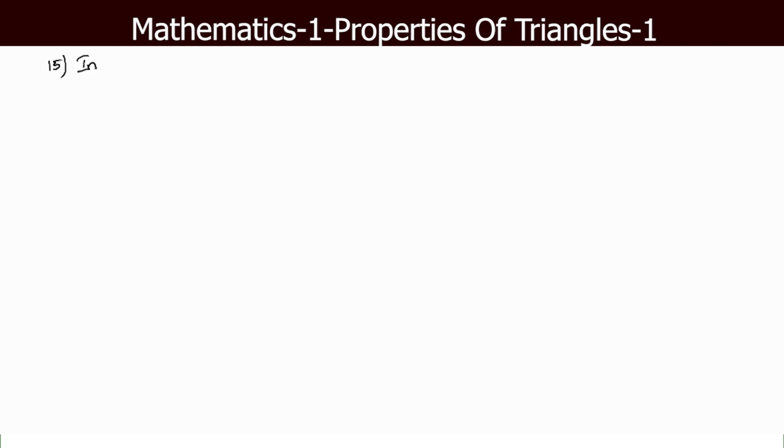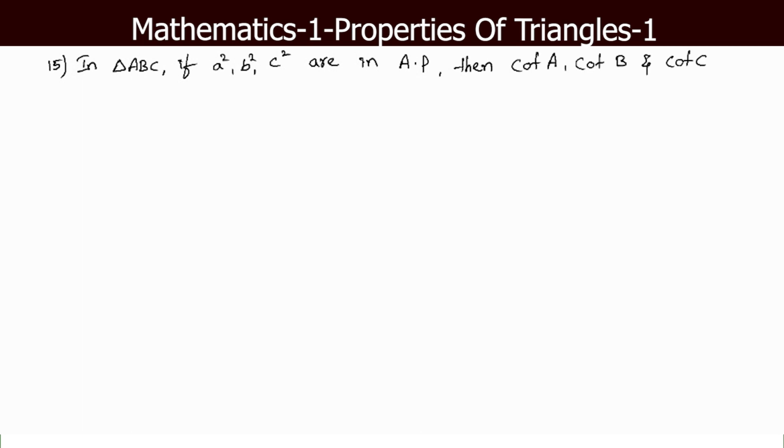Next, 15. In triangle ABC, if a square, b square, c square are in AP, then cot A, cot B, cot C are in: 1, GP, geometric progression; 2, arithmetic progression; 3, harmonic progression; and 4, all the terms are equal, cot A is equal to cot B is equal to cot C.